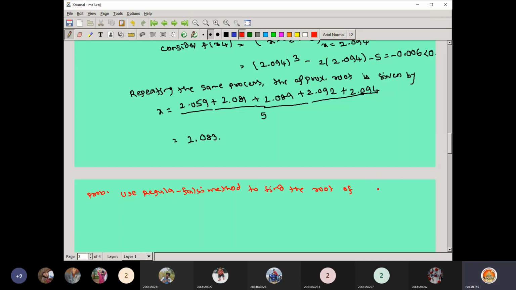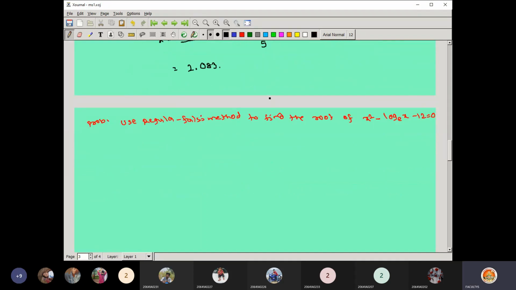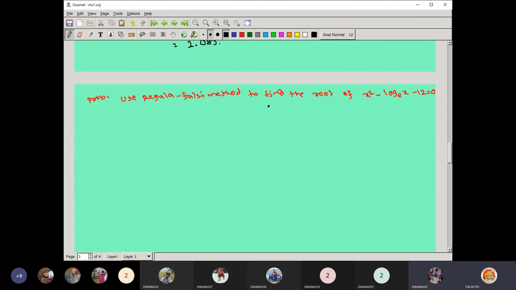So I'm giving you an expression: x square minus log base e x minus 12 equal to 0. Is it an algebraic equation or a transcendental equation? Transcendental, sir. Right, as it involves a special function, so it is transcendental.